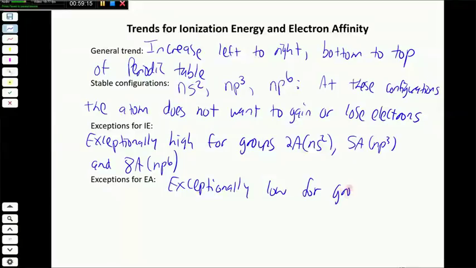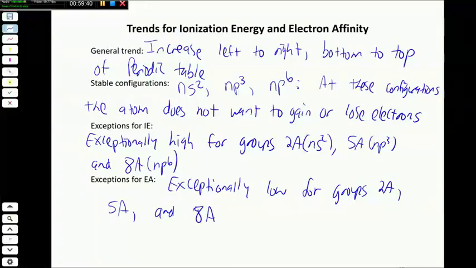So for groups 2A, 5A, and 8A, those same columns of the periodic table, you have exceptionally low electron affinities. And really for noble gases, we don't even discuss electron affinity because those don't want to gain electrons at all. They're not even very well defined in that case. So those are where those breaks in the trends occur.